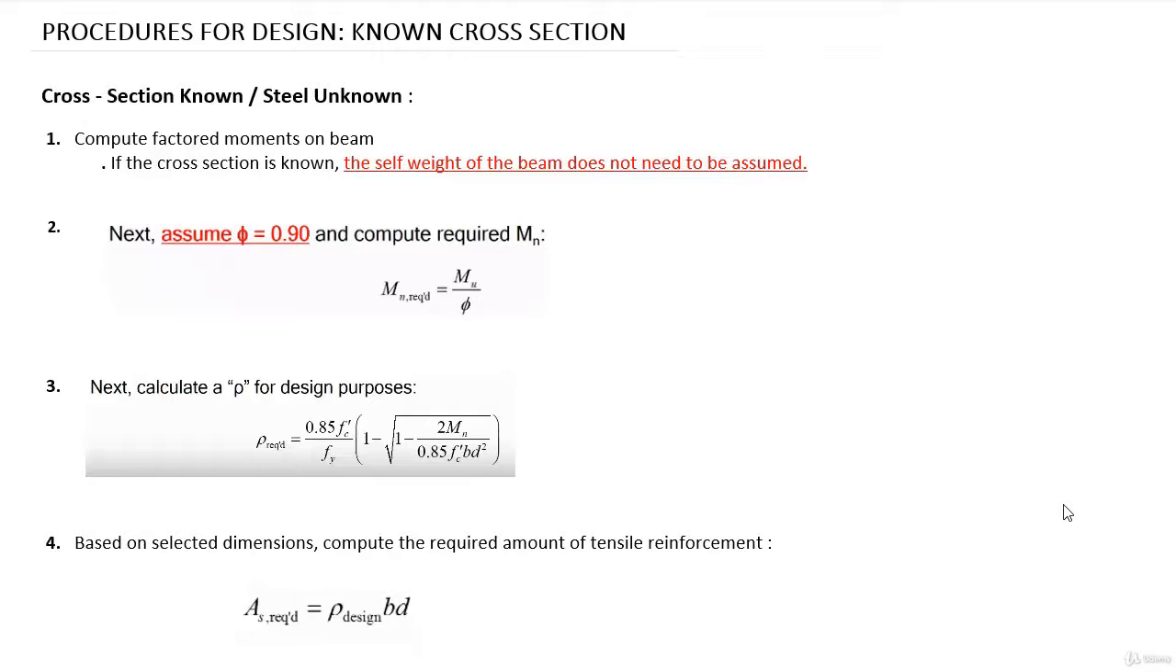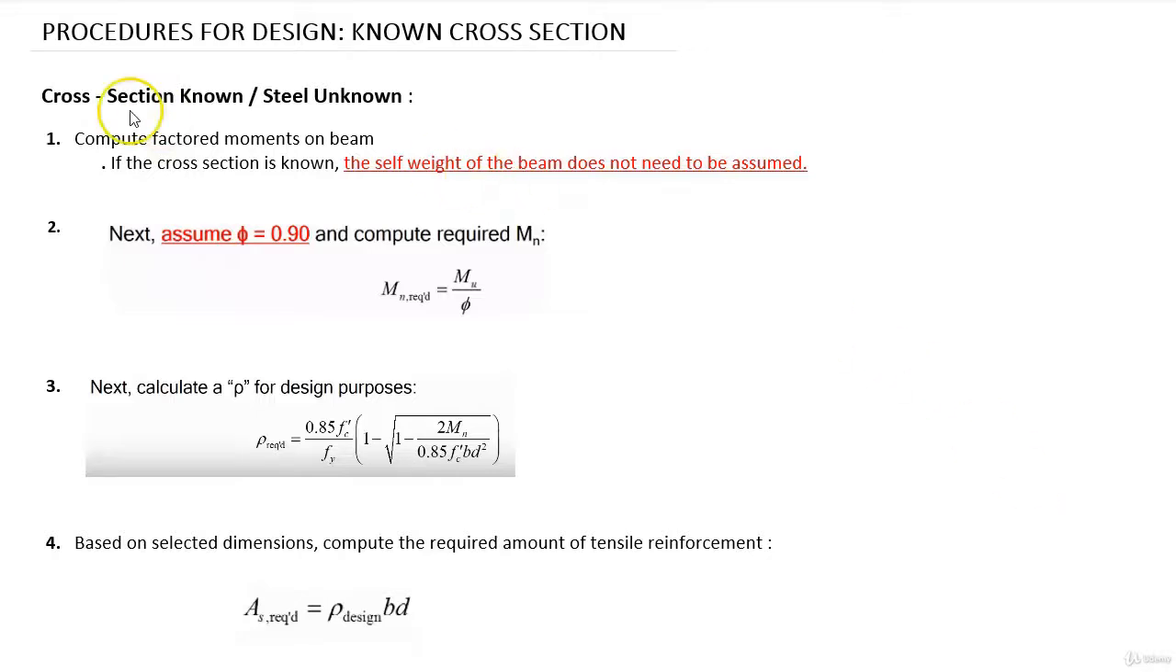When do we tend to design for a beam with known cross-section? We tend to do so when we are using precast elements. That is when all of the formwork is ready made and all we have to do is start selecting some rebars. So this is when we design for known cross-section. Let's first take a look at the procedures, because we need to know them before we can design a beam with known cross-section.